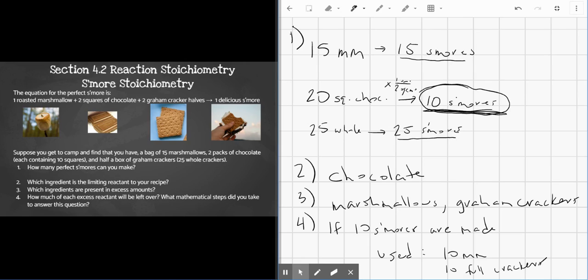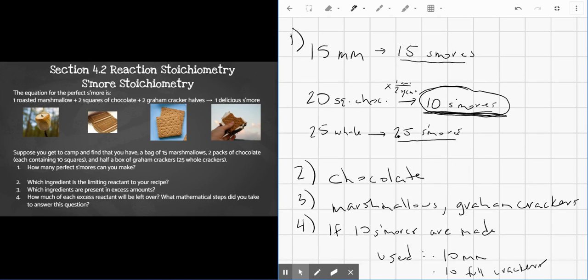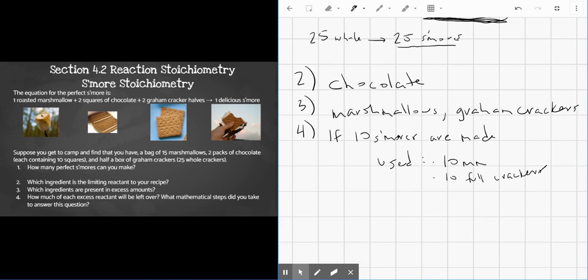So we figured out how much of each of these we used, and now we're going to use subtraction to figure out how much I would have left. I started with 15 marshmallows. So to figure out how much we have left, it would be 15 minus 10 is 5 marshmallows left over.